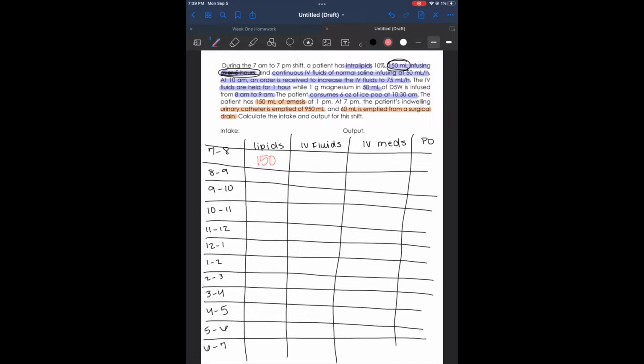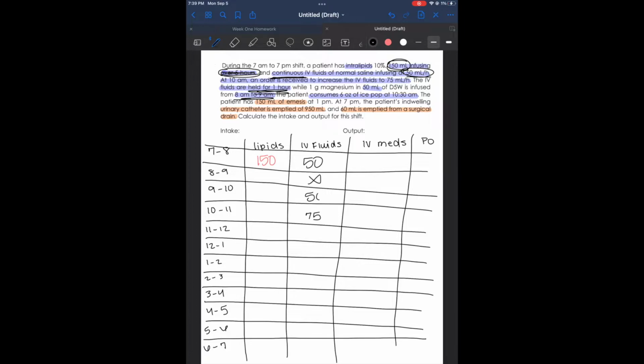Now, IV fluids, because these are continuous, we're starting off at 50 for our shift. And then before I finish filling out, let's read ahead to remind ourselves that at 10, we're going to increase it to 75. So at 10, I'm going to go ahead and write 75 there. And then before I fill this out, the last thing I'm going to look at is, am I going to be holding them at any point? And I am from 8 to 9. So I'm going to draw myself an X there so I know not to put anything.